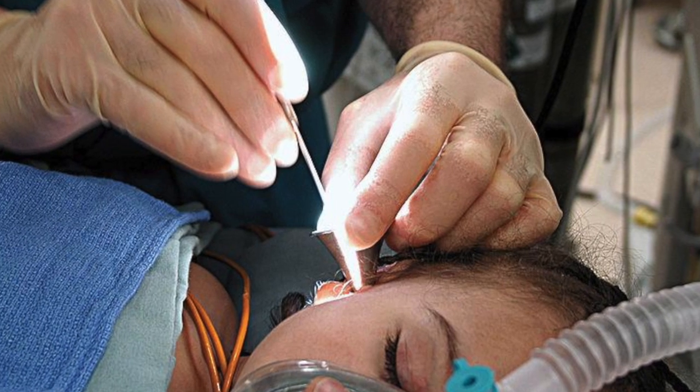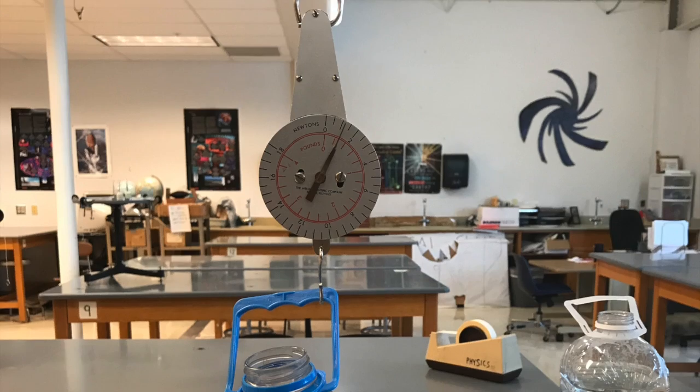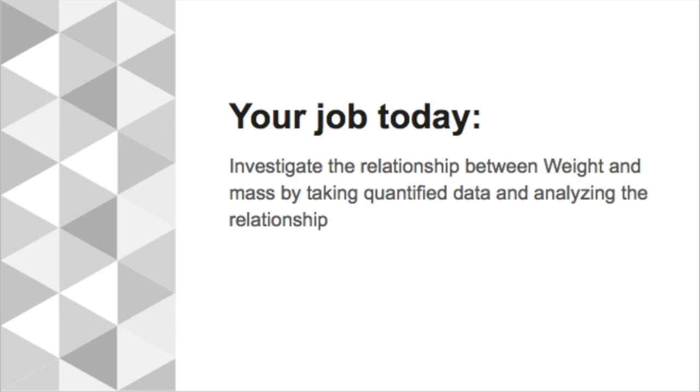So I want to keep going with the lab today so you guys don't fall behind, and that way you know exactly what's expected when you finish up this lab. So your job today is going to be to look at the relationship between weight and mass and really see why there is a difference in these two properties. We defined them on the previous slide, and you can look back and see the difference there.